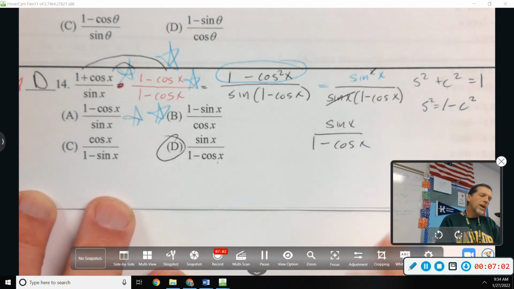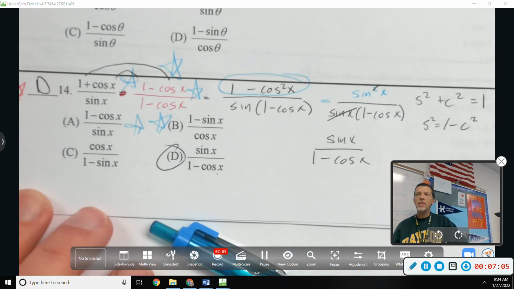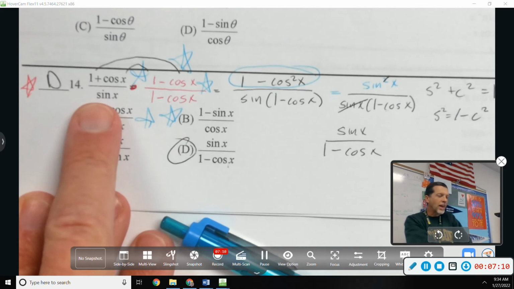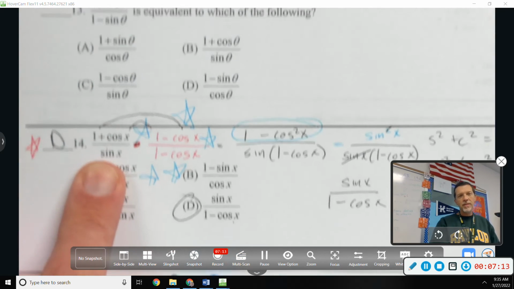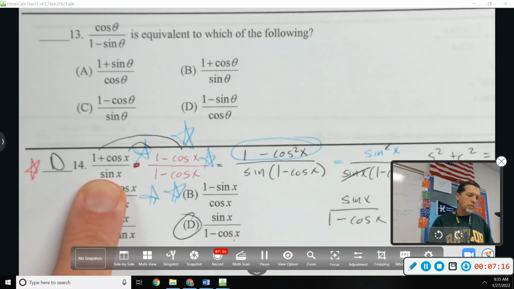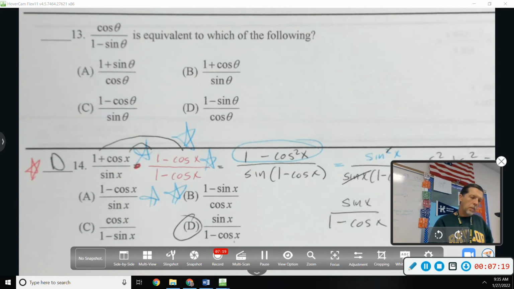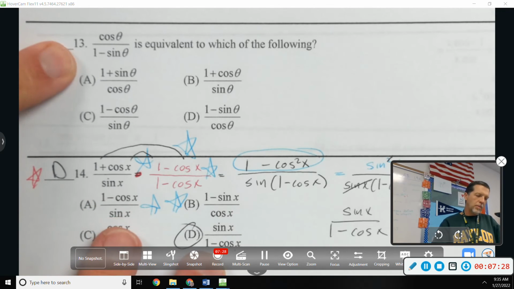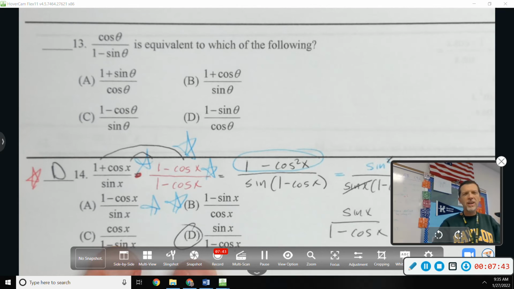But multiplying top and bottom by the conjugate is a fairly common thing in this. If you're stuck and you see something like this, it's kind of a giveaway that you're going to be multiplying by the conjugate. And number 13 is similar. Do we just get lucky that it's a flip of the one? No, it kind of always works that way. If you look at 13, it's probably going to be cosine in the bottom and 1 plus sine in the top. So it's probably A, but we'd need to multiply it out to make sure.